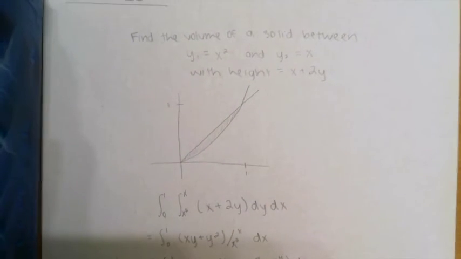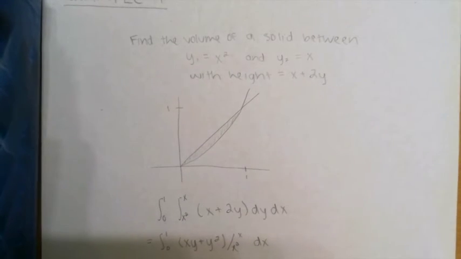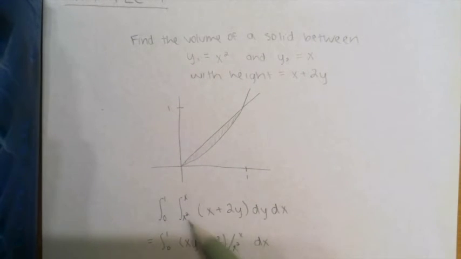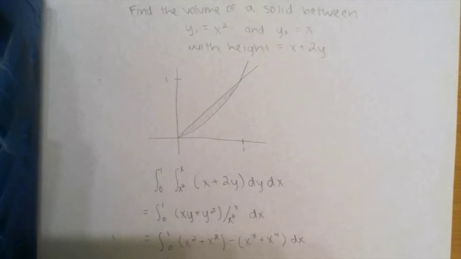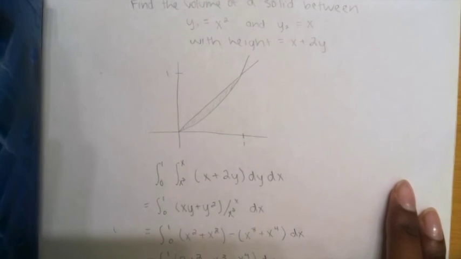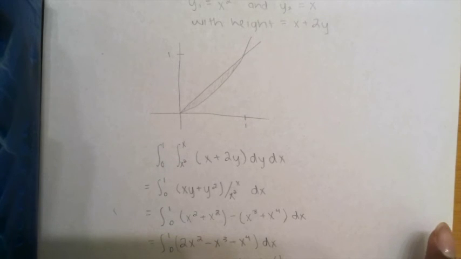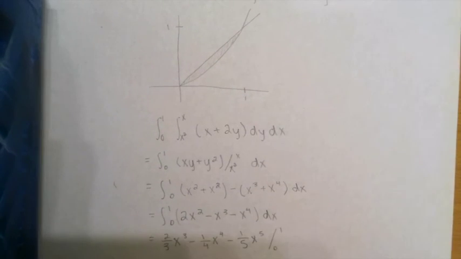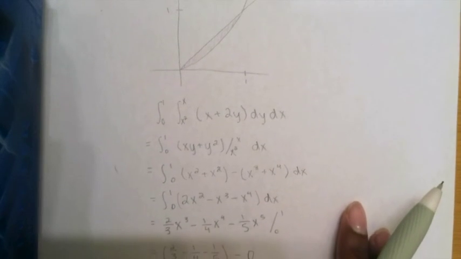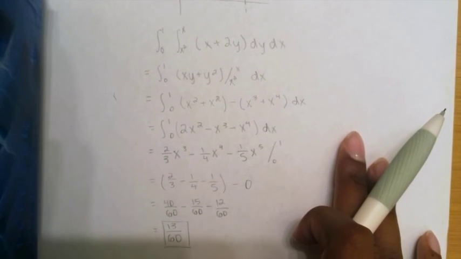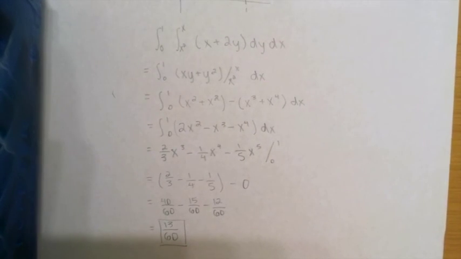And so first we integrate our height and we get xy plus y squared from x squared to x, and then we substitute in the bounds, and if we simplify it, we get to here. And then next we take the integration and then we substitute in the bounds, and our answer that we get is 13/60.